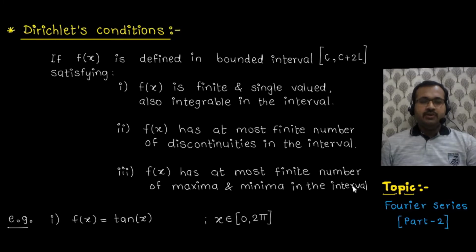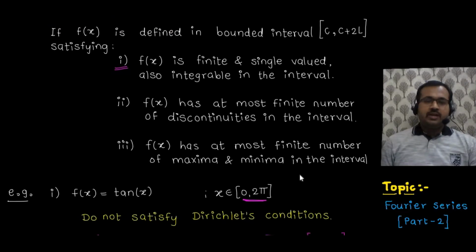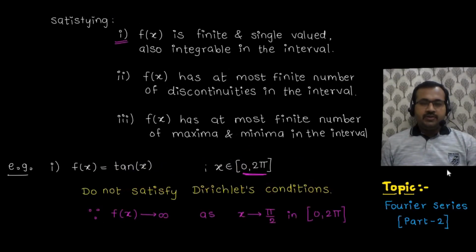Let's take one example. If f of x is equal to tan x, where x lies in the interval 0 to 2 pi, whether it satisfies Dirichlet's conditions or not, let's check. First, for this f of x equal to tan x, if you substitute any value within this interval 0 to 2 pi, suppose we put x equal to pi by 2, then at this point your function is not finite. So condition number 1 is not satisfied by f of x. So tan x does not satisfy Dirichlet's conditions since f of x tends to infinity at x equal to pi by 2.